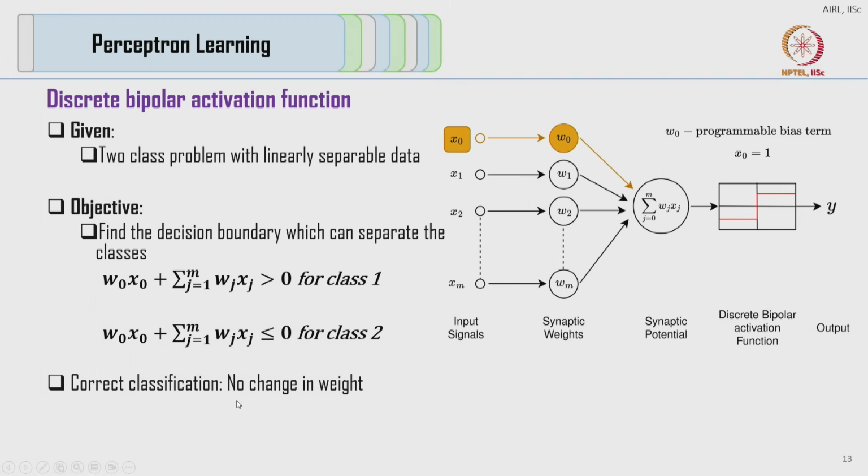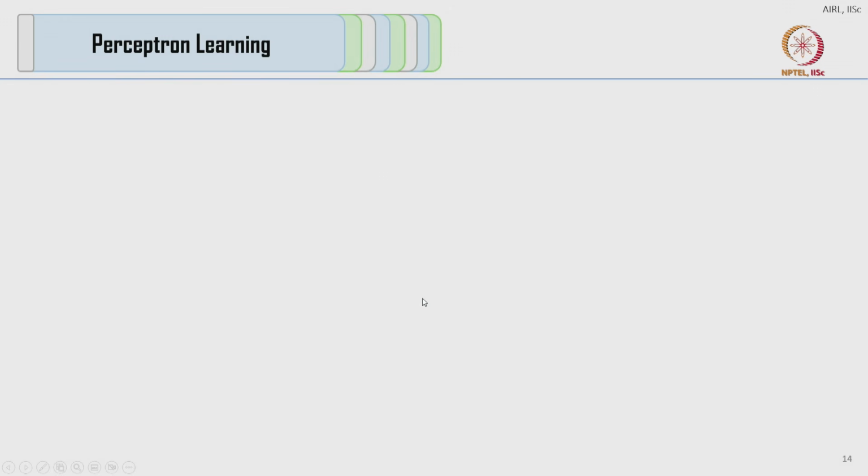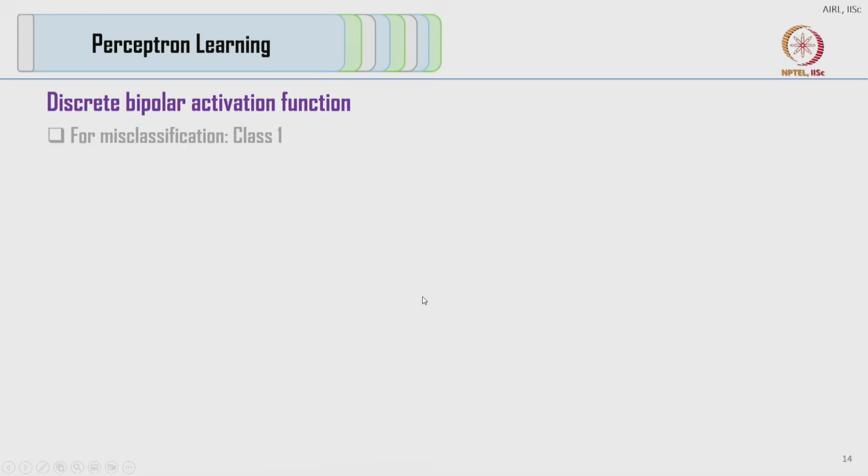Correct classification means I don't want any change in weight. My weights are perfect, the data sample is given, the classification is correct, so I don't want a change in weight. Otherwise, I need to change the weight. How do we change the weight? That is what we are going to discuss now.